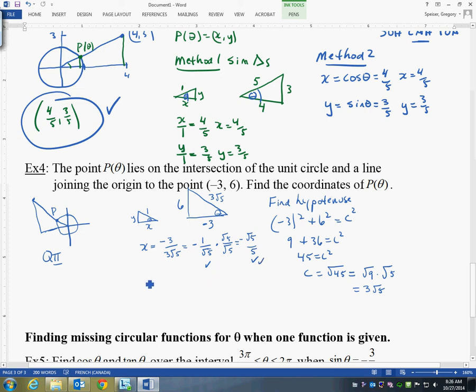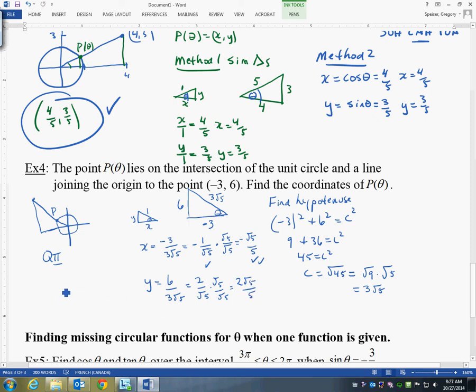Now our y value, you can think of y over 1 as equal to 6 over 3 root 5. Or, if you're getting comfortable with it, you can also say y is equal to the sine of the angle, so that's the opposite over the hypotenuse, 6 over 3 root 5. That's going to be equal to 2 over root 5. Or similarly, if I rationalize the denominator, then I will get 2 root 5 over 5.